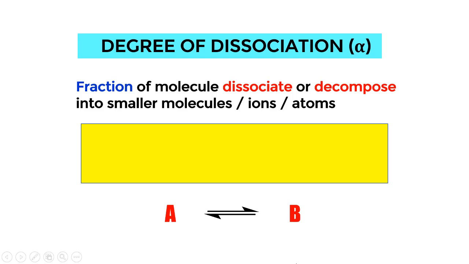Refer to the equation below. It's a reversible reaction, and let's say this system is at equilibrium. But before the system reaches equilibrium, the reactant A must be converted into B. So let's say I have a closed vessel. Initially, I have A. Asalnya saya ada A, banyaklah A kat dalam ni.